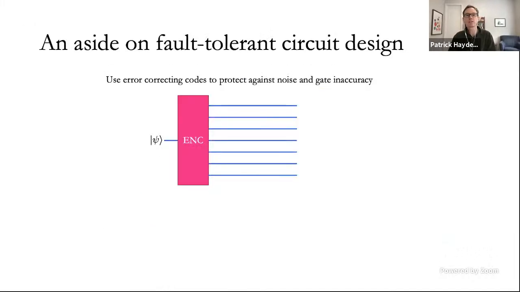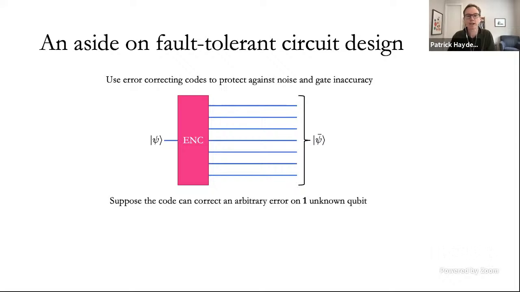Now, a little aside on fault-tolerant circuit design. Here I have a qubit then being encoded into, so my horizontal line here, you should think of that as a single qubit. I have a quantum state psi, and then I encode it into 7 qubits. I want this to be an error correcting code. So I'll call the encoded state psi bar. And let's suppose that the code can correct for an arbitrary error on one unknown qubit, any error happening anywhere.